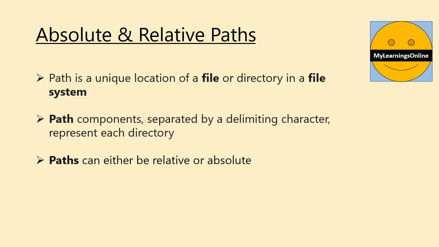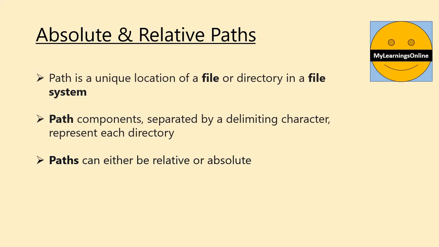Hello friends, whenever we specify a file or directory in a script or command, we have to be very careful about its path. A path is nothing but a unique location of a file or directory in a file system. A path is made up of components. Each component represents a directory separated by a delimiting character.